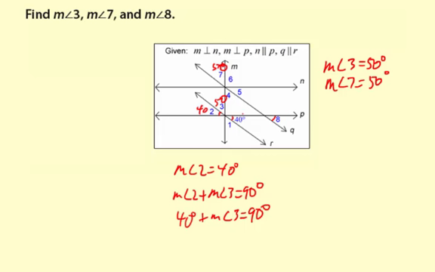If you have P as the transversal line and R and Q as the parallel lines, these are corresponding angles. So that means this 8 has to have the same measure of 40 degrees. So the measure of angle 8 is 40 degrees. So that's all 3 angles we needed to figure out.